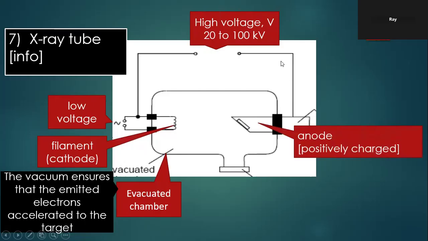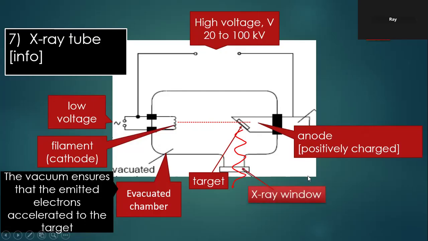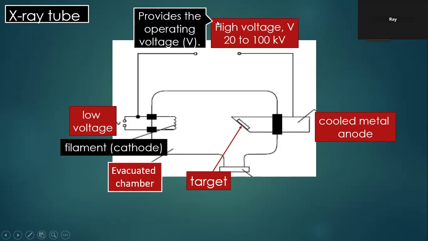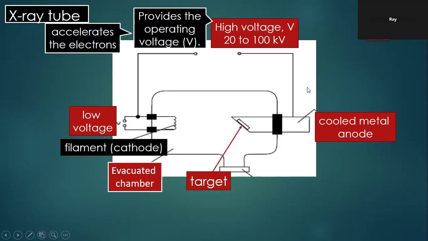The target is positively charged. This is positive, this is negative. As the electron is emitted, it hits the target, and the X-ray is produced, coming out of the window. This is the X-ray window. It allows the X-ray to come out. A lot of heat is generated in the target, so if you don't remove the heat, the target will melt. The anode will melt, so the metal anode has to be cooled down. This one, the high voltage, provides the operating voltage and accelerates the electron.